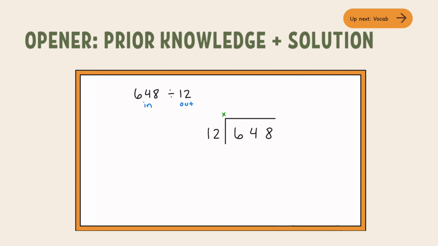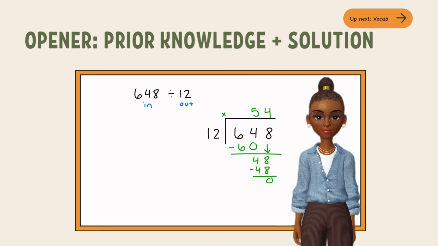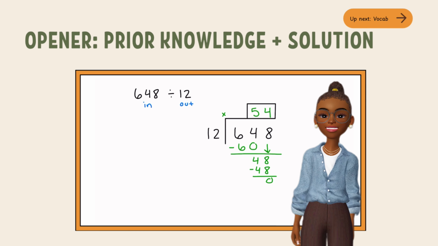Now, 12 can go into 64 5 times. 12 times 5 is 60. So we're going to do 64 minus 60, which equals 4, and pull down our 8. And now we need to see how many times 12 can go into 48, which is 4 times. 48 minus 48 is 0, and we are done dividing. All right, here's the solution. The answer is 54. Awesome job.